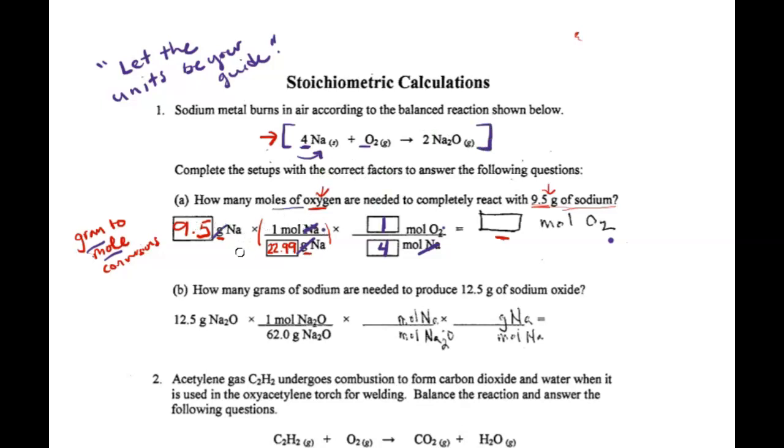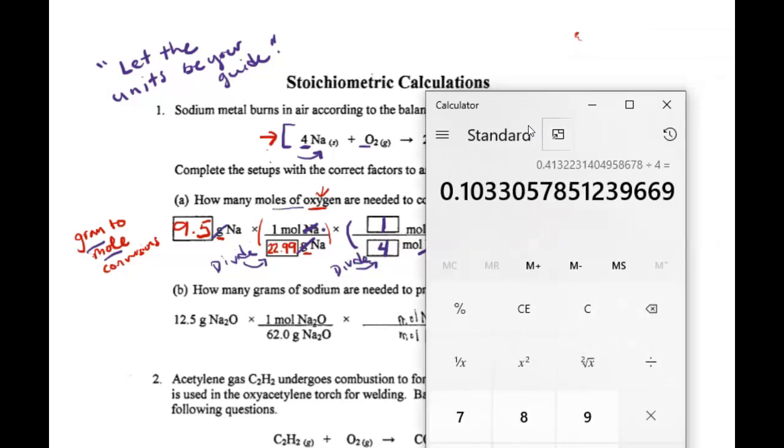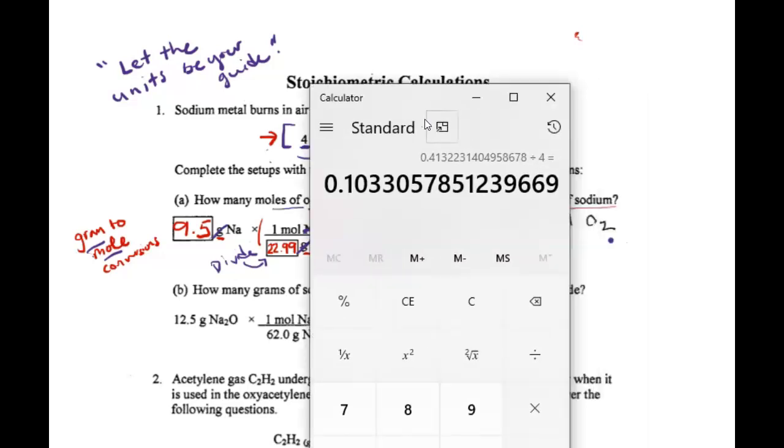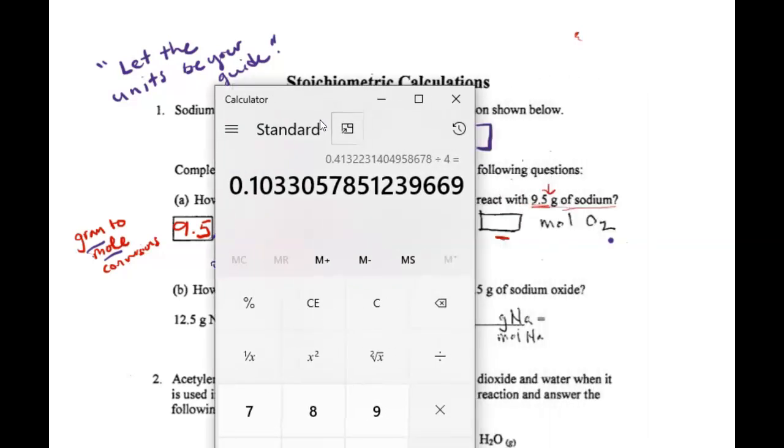So 9.5, remember, big number down here, so we're going to divide. So 9.5 divided by 22.99. Then, another conversion factor. Again, big number on bottom here, so this time we're going to divide again by 4. And if you plug all of that into a calculator, we're going to get this: 0.103 moles of oxygen, okay?